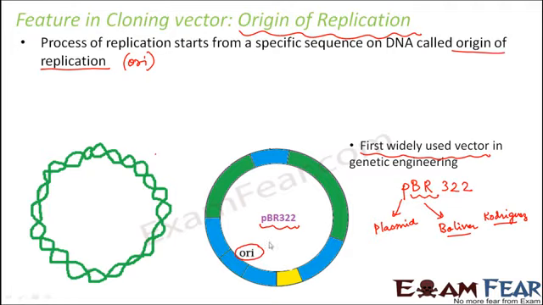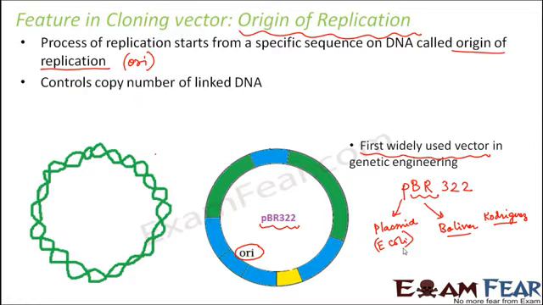So if you look at pBR322, the origin of replication in pBR322 is derived from an E. coli plasmid. So this is essentially required for replication once inserted inside a host. And in fact, that is the purpose of the vector. Why do we need a vector? So that the foreign DNA is able to replicate once it is introduced inside the host body. So this is one important feature.